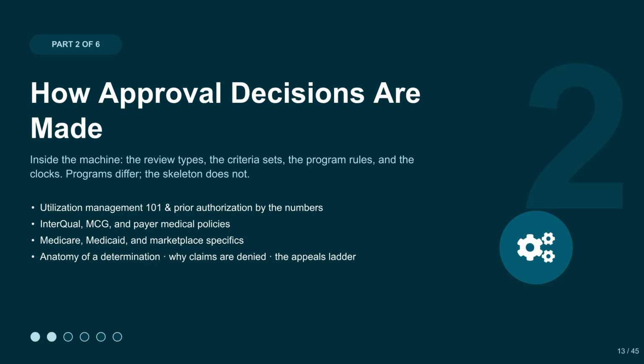We are now moving into Part 2, how approval decisions are made. We will explore the internal mechanics of the system, including review types, program rules, and the anatomy of a determination. While program specifics vary across the country, the underlying skeleton of the process is universal.